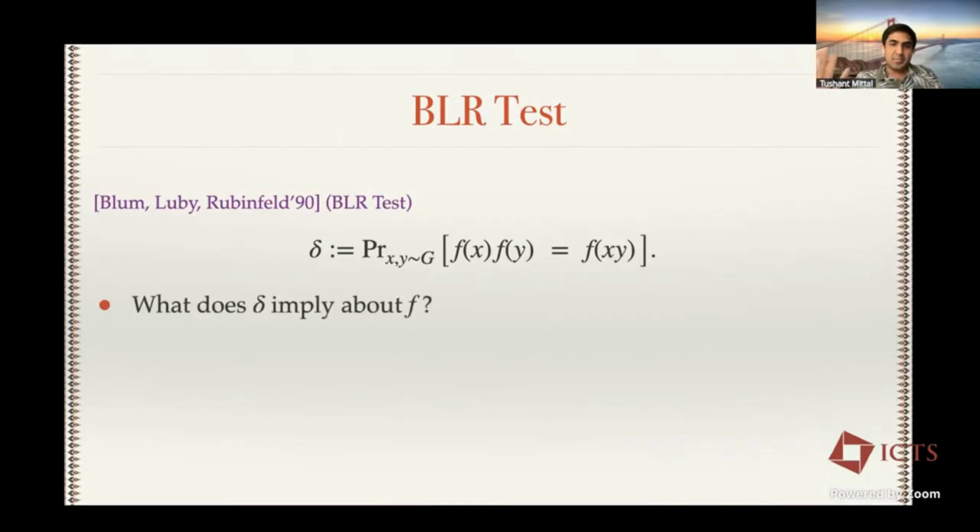And the question that we would like to answer is, okay, if I give you this number delta, what can you tell me about f? So for instance, if delta is 1, that's equivalent to the function being a genuine homomorphism. But let's say delta is 0.7 or 0.1 or 0.01. So what can you imply about f? What kind of structural properties can you deduce?